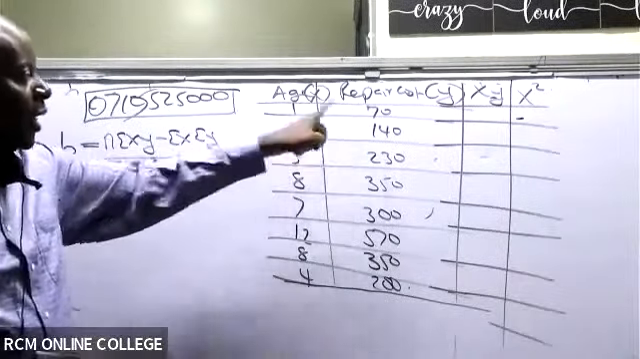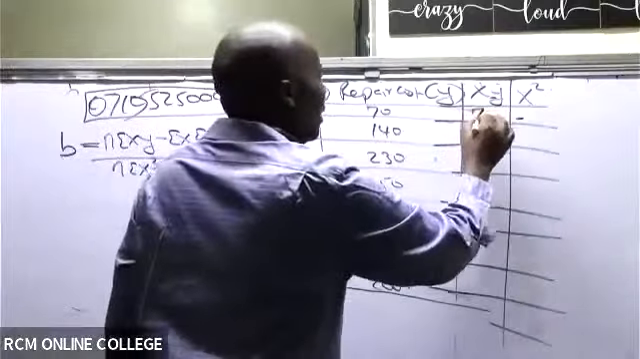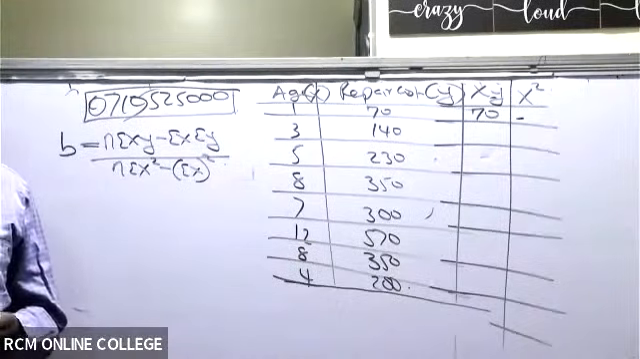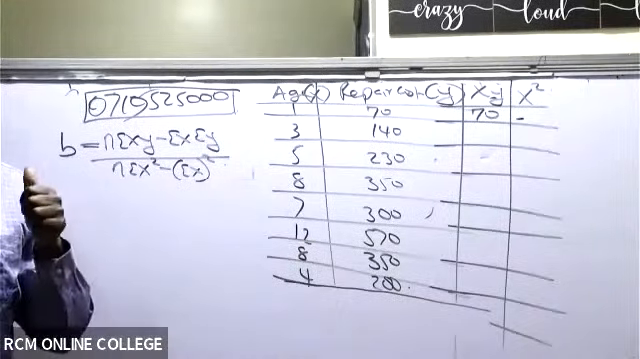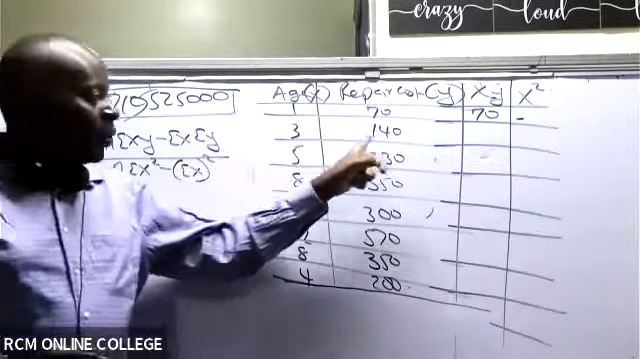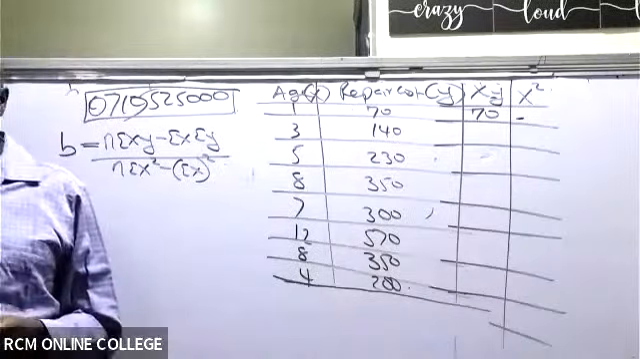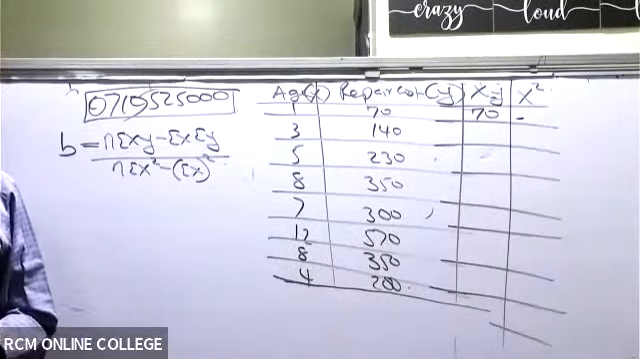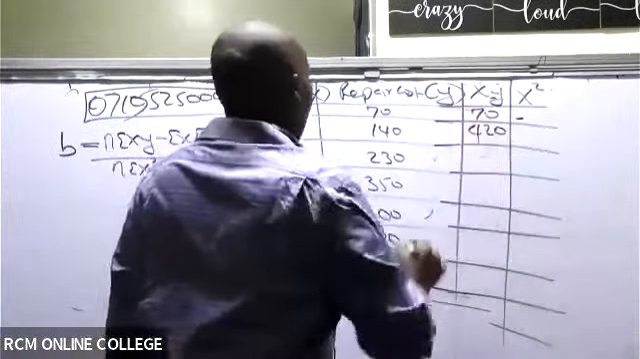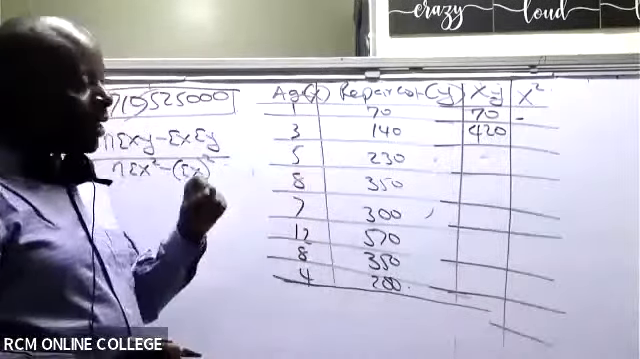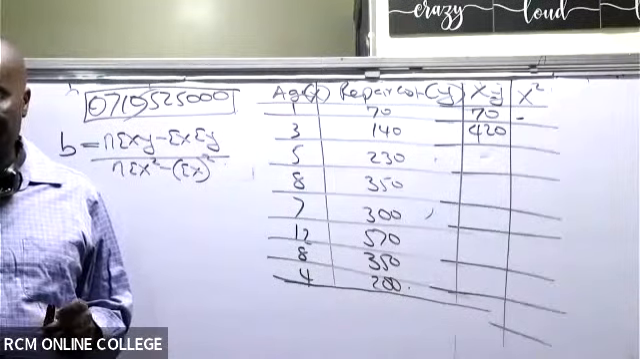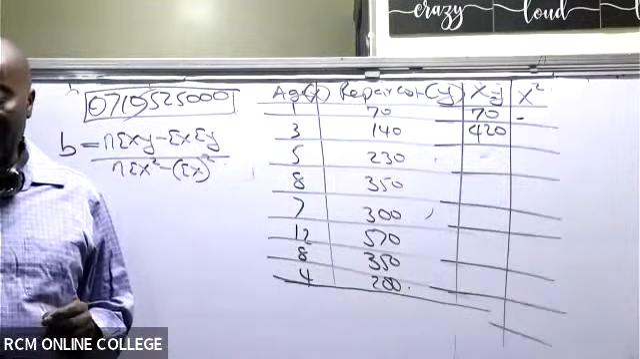So 1 times 70, this gives me 70. How about 3 times 140? Can somebody give me 3 times 140? You guys must give me these values. So that gives me what figure? Chitechi Laura, 420. Thank you so much. And then we have here 5 times 230.